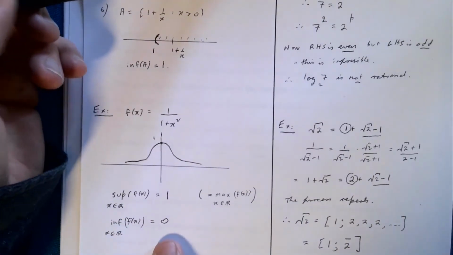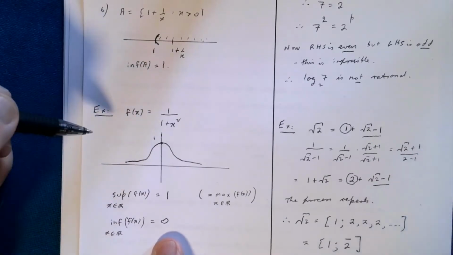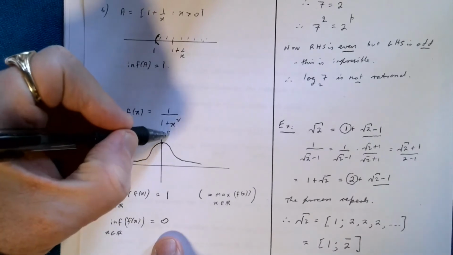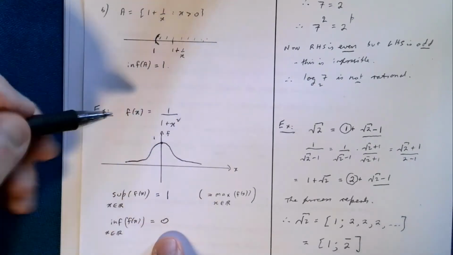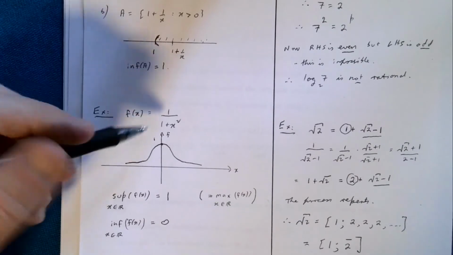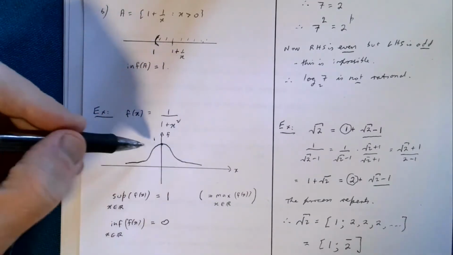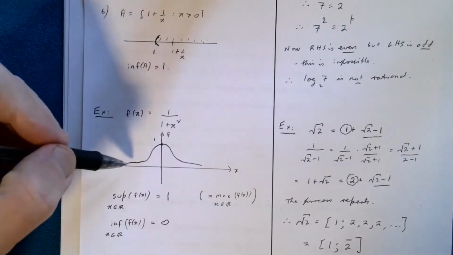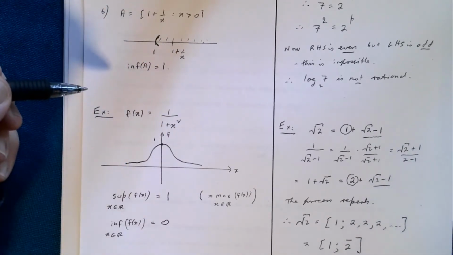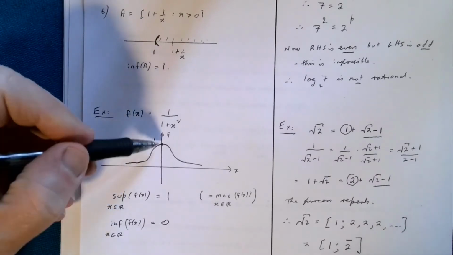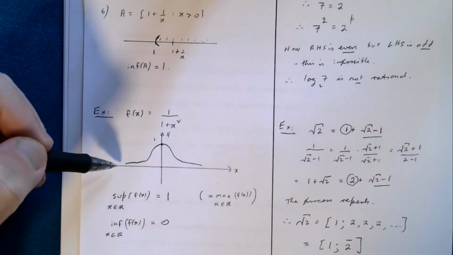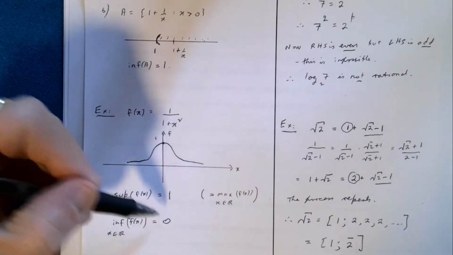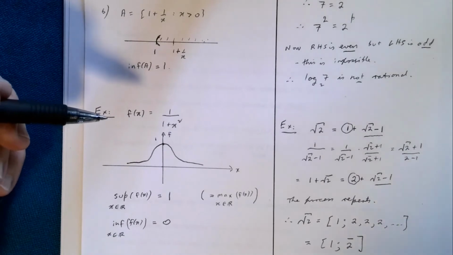On the other hand, for the infimum, I want to know what number all of these y values on the y-axis, or the f-axis if you like, are bigger than. And the answer is 0. This never gets to 0, but it gets as close as you like to 0. So this function has no minimum. It has no minimum, but it does have an infimum, and the infimum is 0 as I move through the real numbers.